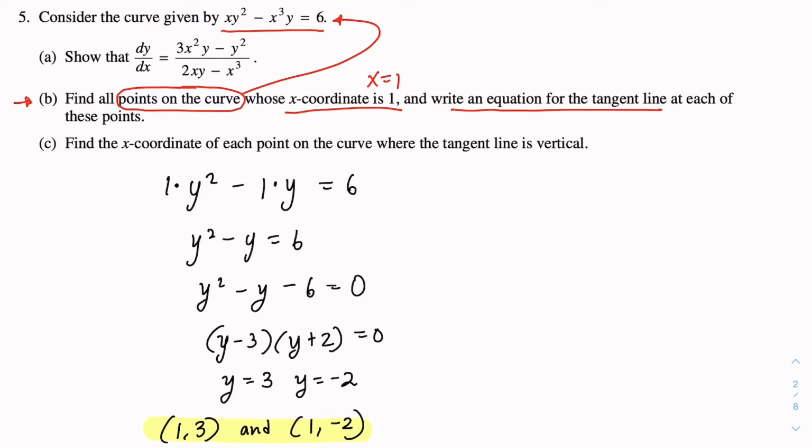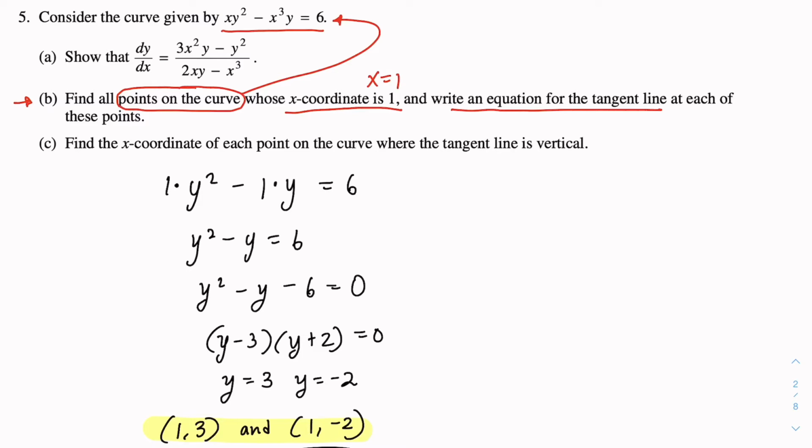It's just like any problem. If I want to know what the y value is, we just plug in x. For the second part, write an equation of the tangent line now at each of these points. So we're going to have two equations. One for the equation of the tangent line at (1, 3), and then a separate one for this point.